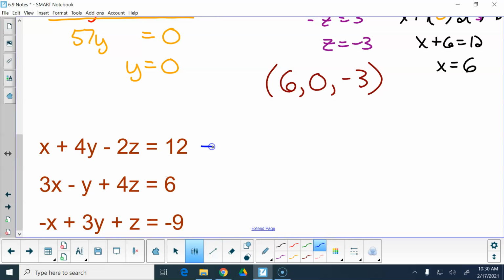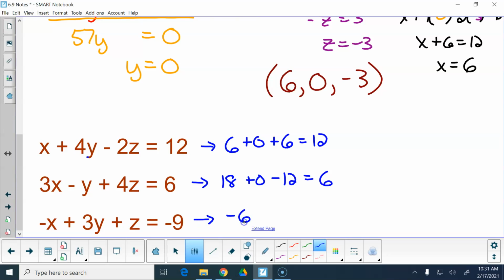6 is 6. 4 times 0 is 0. Negative 2 times negative 3 is positive 6. And that equals 12. 12 is equal to 12. Boom. Done. 3 times 6 is 18. Minus 0 is 0. Plus 4 times negative 3 is negative 12. That's equal to 6. 6 is equal to 6.